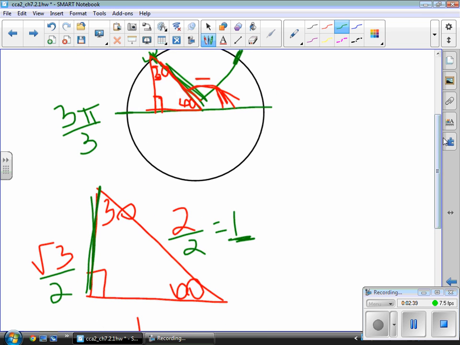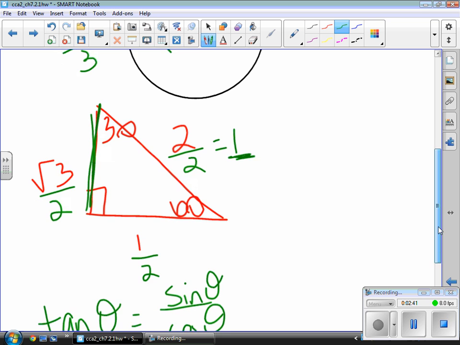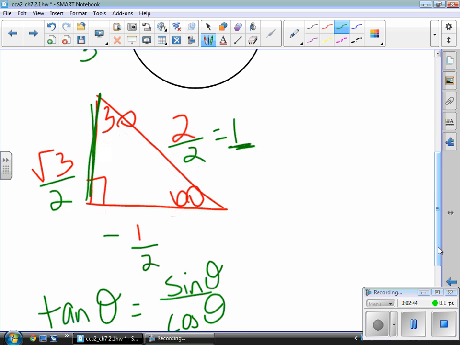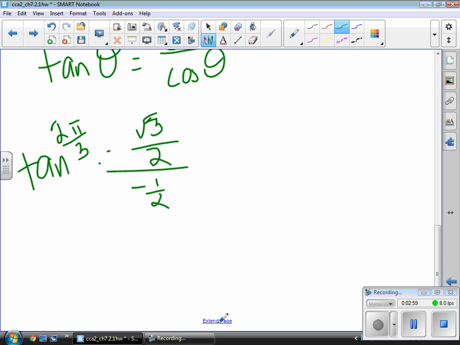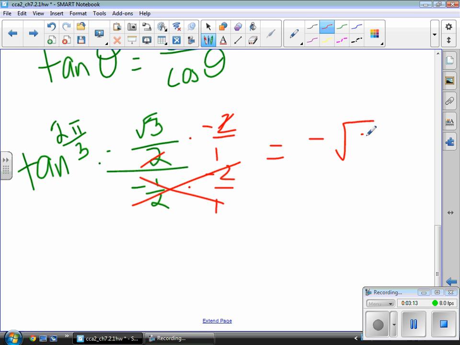But think about this. Look at my circle. I am to the left. So this is really going to be a negative 1/2. So I'm dividing by negative 1/2. Here's my tangent of 2 pi over 3, and I need to simplify this. To get rid of the fraction on the bottom, I'm going to multiply by the reciprocal on both things, negative 2 over 1. Now these will cancel out with each other. This 2 and this 2 cancel, so I just have negative radical 3. That is the answer for part A. Tangent of 2 pi over 3 is negative radical 3.